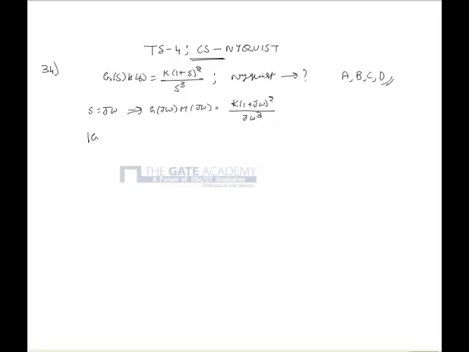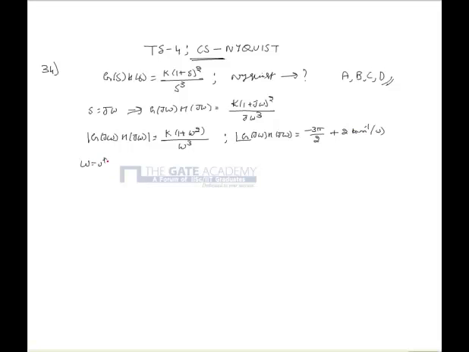From above, we can see that magnitude of G(j omega) H(j omega) is equal to k into (1 plus omega square) divided by omega cube, and phase of G(j omega) H(j omega) is equal to minus 3 pi by 2 plus 2 tan inverse omega.